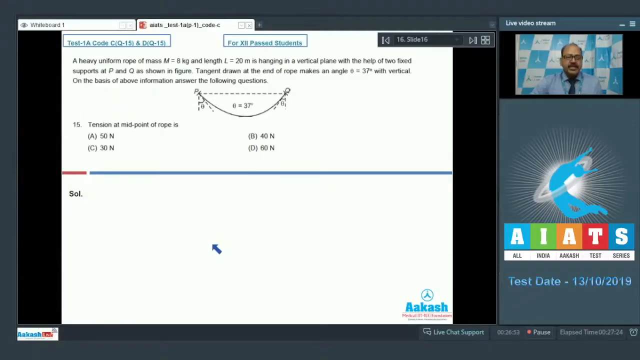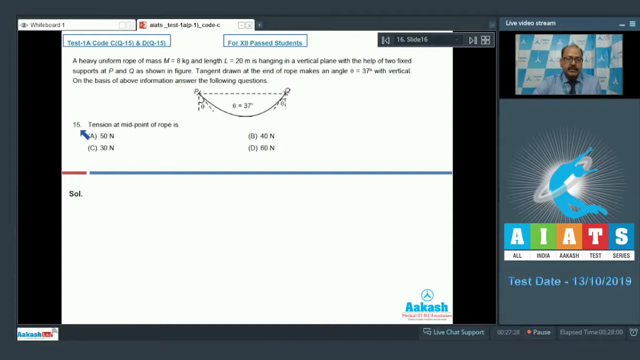We are now into section 3, the paragraph based questions. Let's read the paragraph. It says, a heavy uniform rope of mass m equal to 8 kg and length L equal to 20 meter is hanging in a vertical plane with the help of two fixed supports at P and Q as shown in figure. Tangent drawn at the end of rope makes an angle theta equal to 37 degree with vertical. On the basis of above information, answer the following questions.